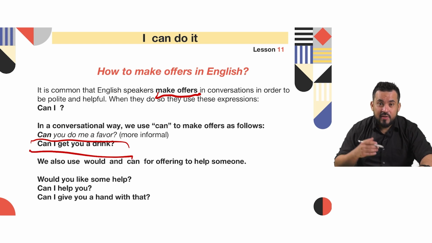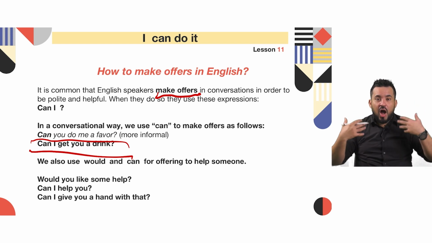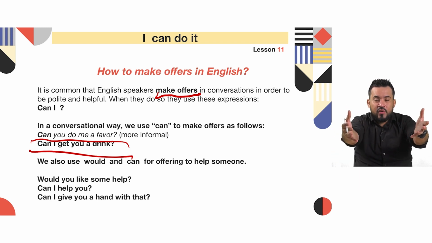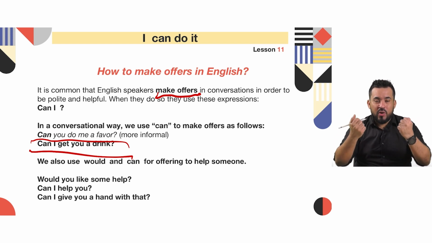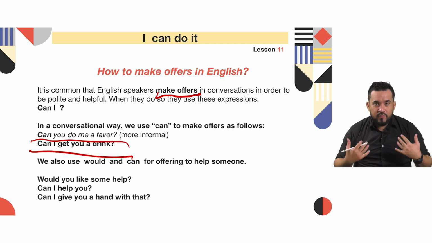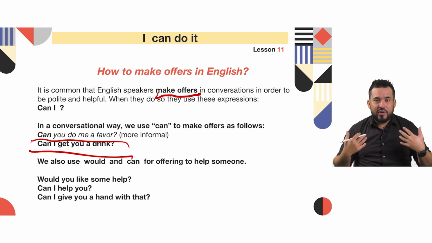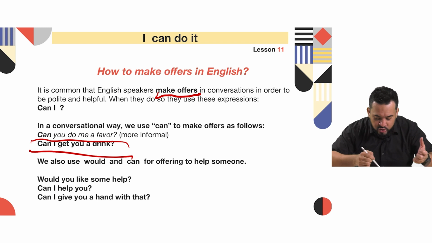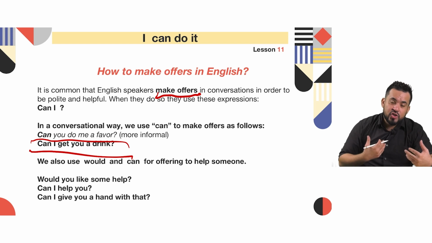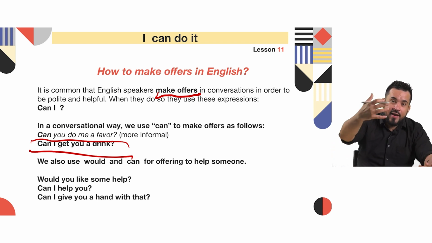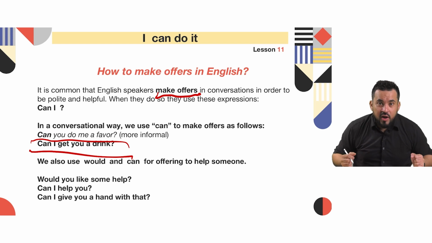Can I get you a drink? This is an offer. An offer is when you offer something to someone. You are the one who is offering, who's doing something for them. A request is when you are the one who is receiving the thing, whatever it was, okay? So offer is giving, request is receiving. So the first one, can you do me a favor? I'm asking to be the recipient, the receiving end. So this is a request. Can I get you something?